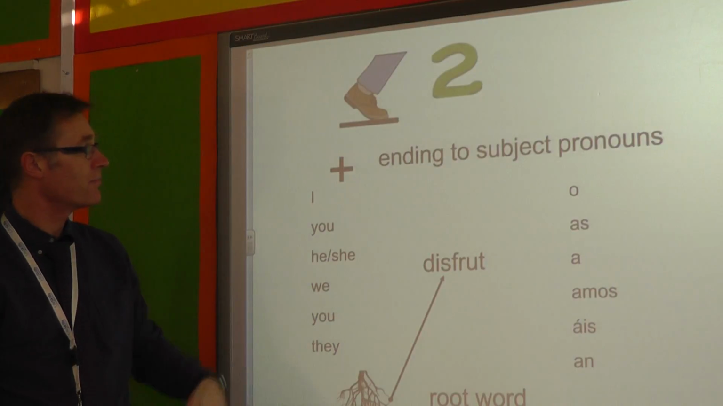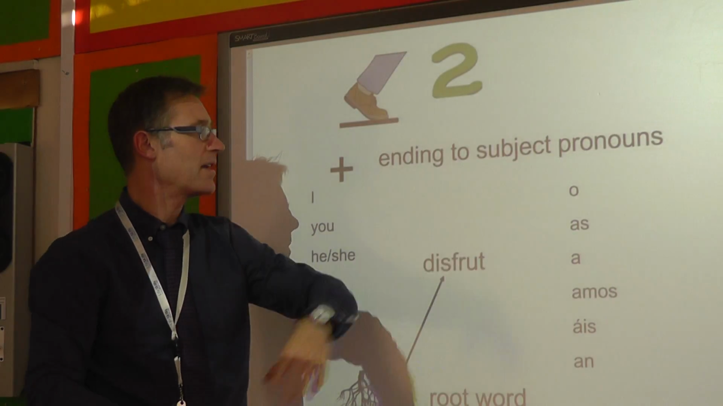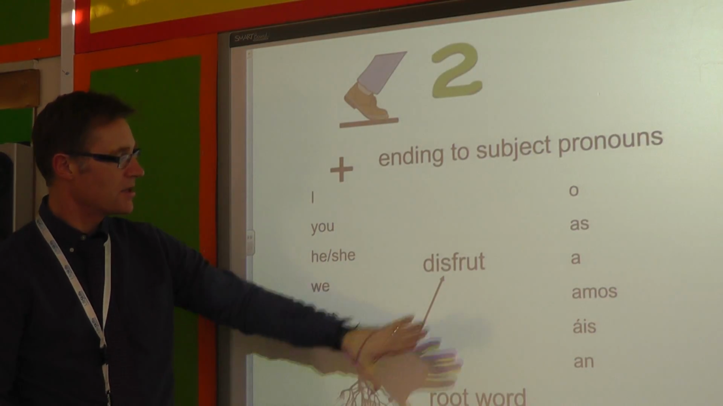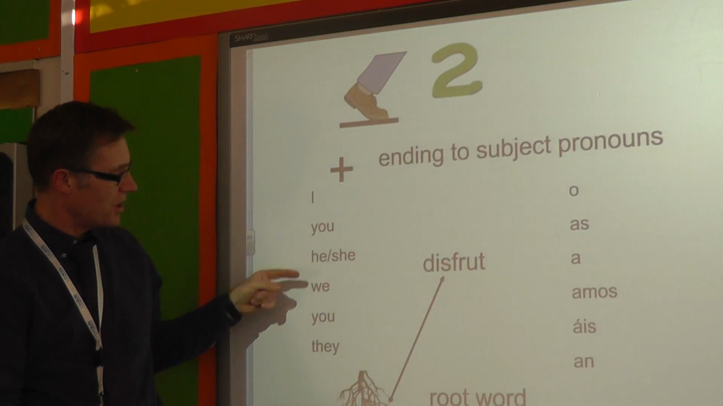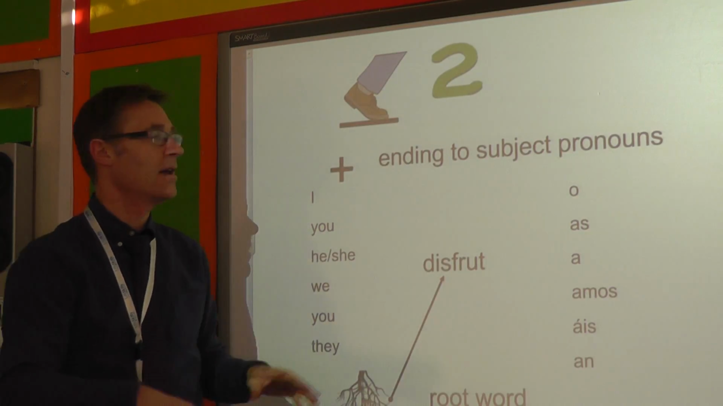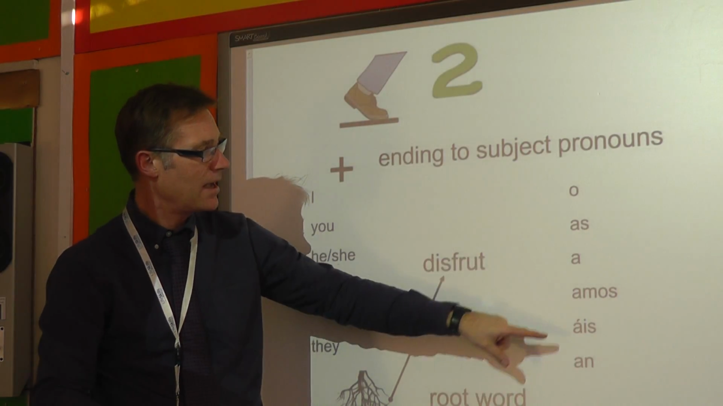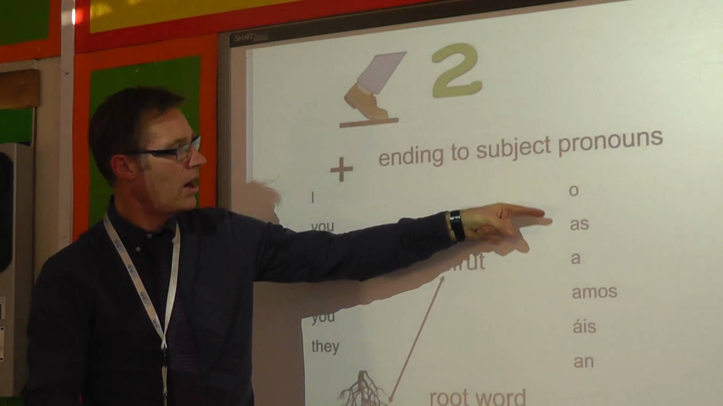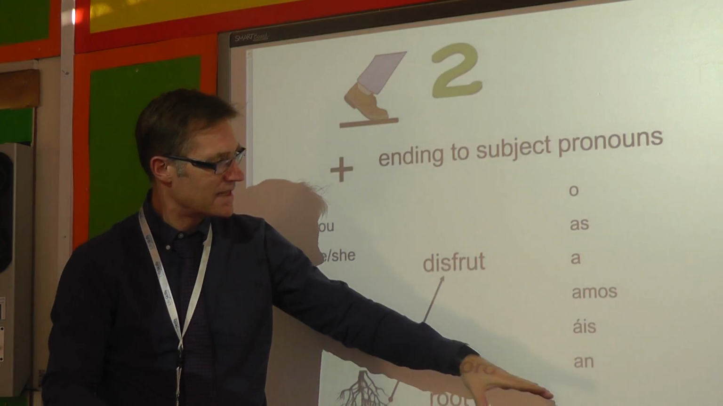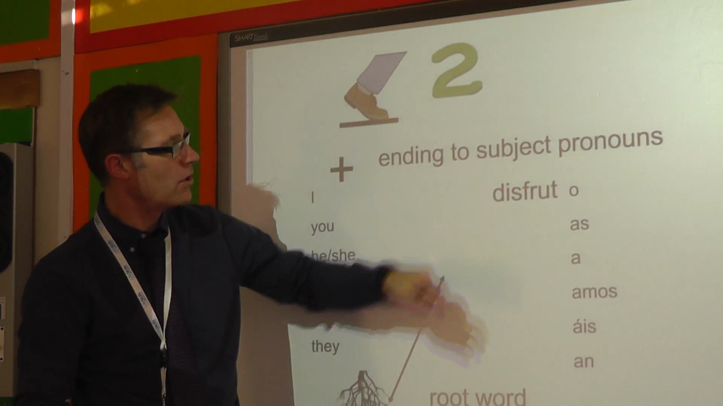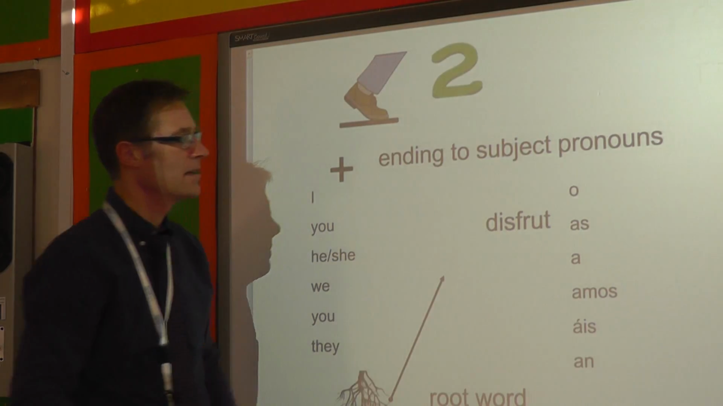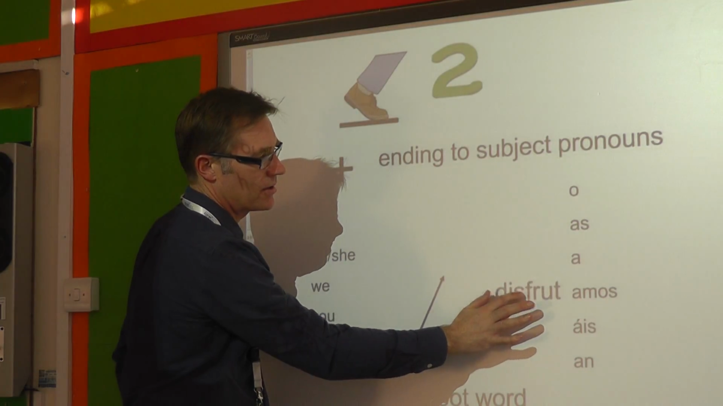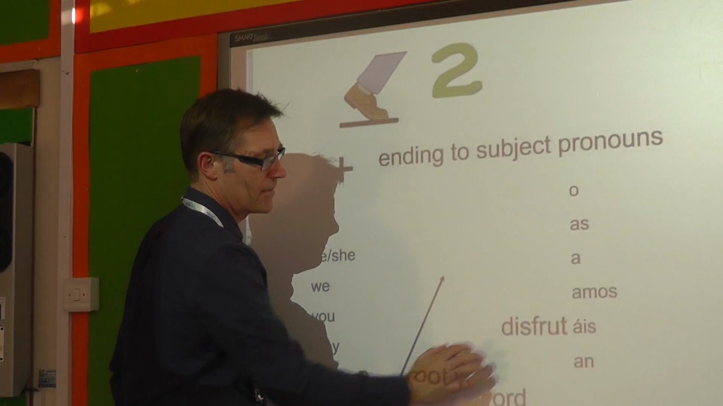So let's have a look at step 2. We're going to add our subject pronouns. Now for AR verbs, we've got a nice pattern going through these. So here's our root word disfrut. We've got I, you, he, she, we, you and they, absolutely classic. So it's o, as, a, amos, áis, an. So if we listen to those again, we've got o, as, a, amos, áis, an. So we have something like disfruto, disfrutas, disfruta, disfrutamos, disfrutáis, disfrutan.